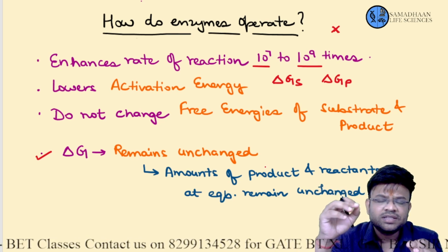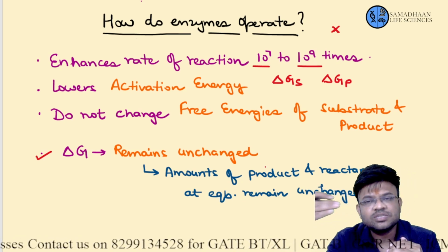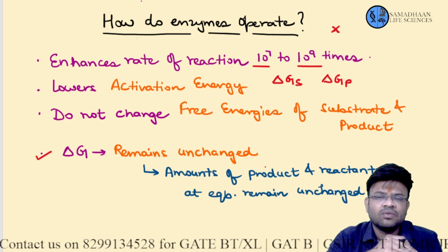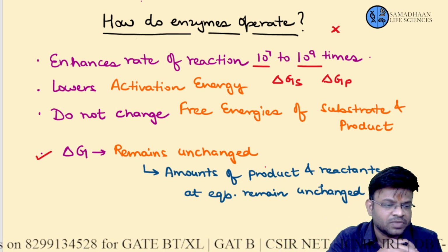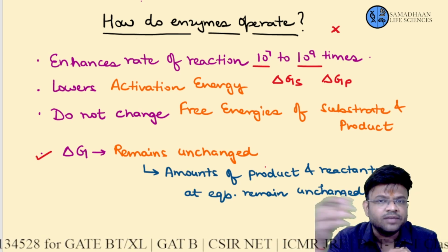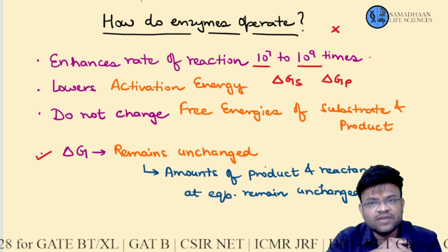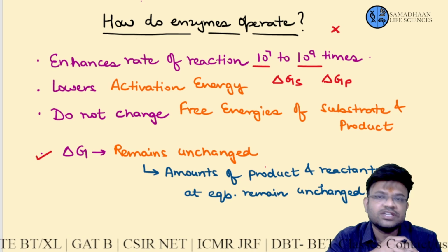The main important reason why we are using the enzyme is that it is increasing the speed of the reaction. What do I mean by this? Let me explain it with a real life example. Suppose I am living in Lucknow and I want to travel to Delhi. Delhi is approximately 500 kilometers from Lucknow, and there are different ways in which I can reach Delhi.